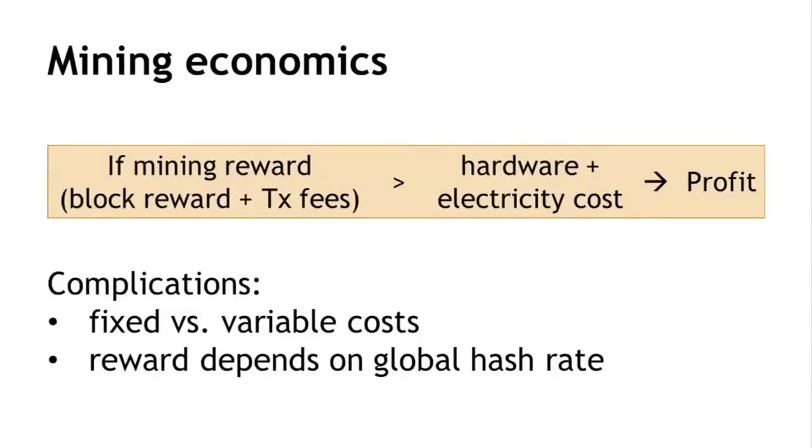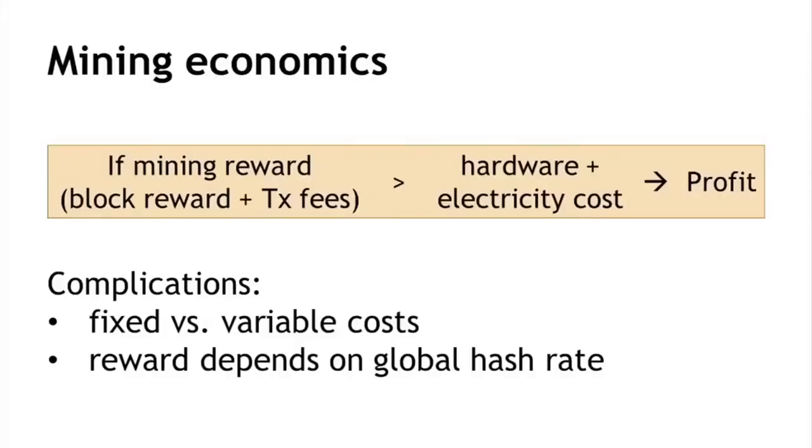But there are some complications to this simple equation. The first is that, as you may have noticed, the hardware cost is a fixed cost. It's an upfront cost, whereas the electricity cost is a variable cost that is incurred over time. Another complication is that remember that the reward that the miner gets depends upon the rate at which they find blocks, which depends on not just the power of their hardware, but in fact, more accurately, the ratio of the power of their hardware as a fraction of the total global hash rate. So that makes it more complicated as well.